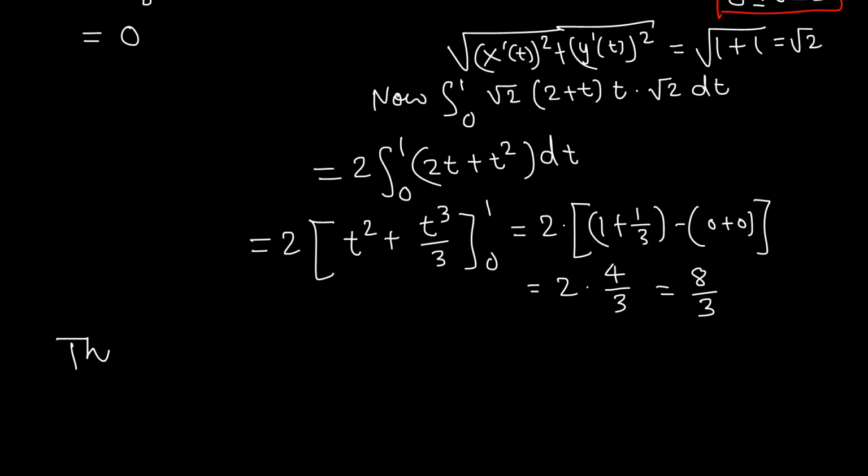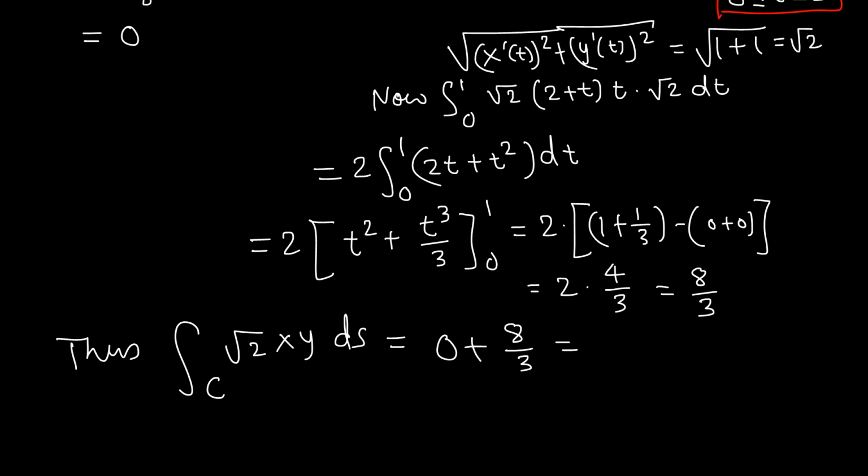So thus the total integral of the given function root 2 x y ds is the integral over C1 plus the integral over C2. The first part is 0, the second part is 8/3, so the final answer is 8/3.